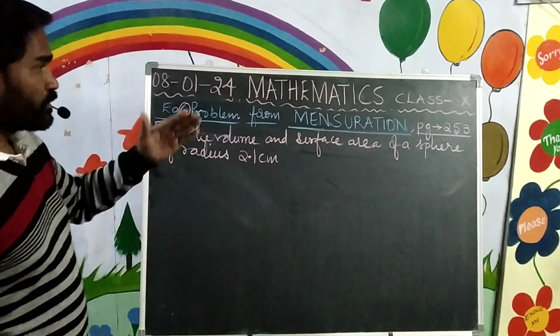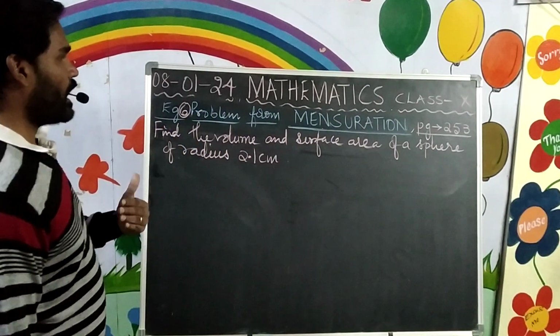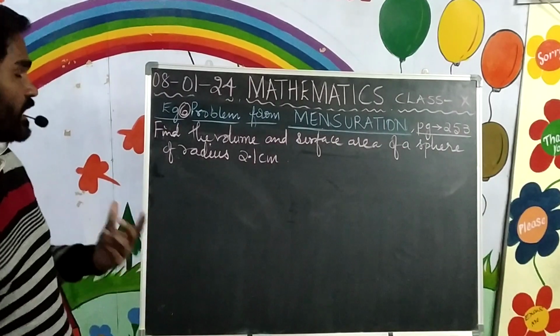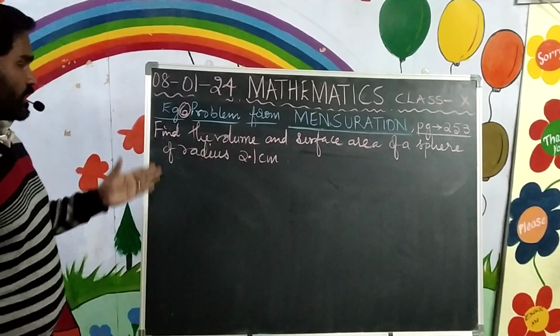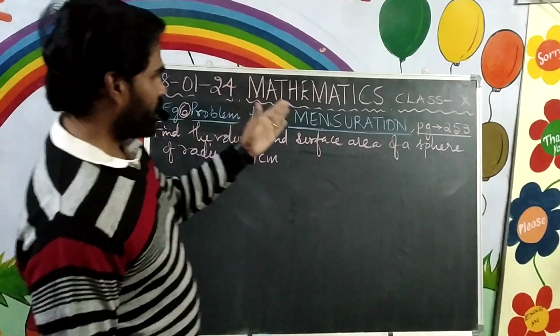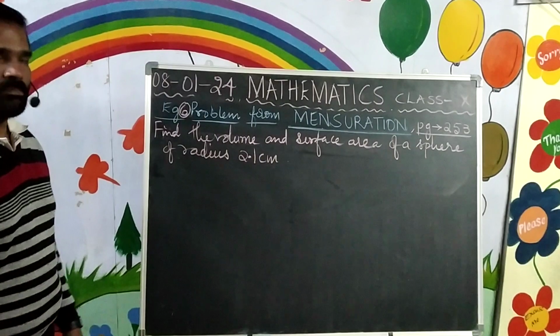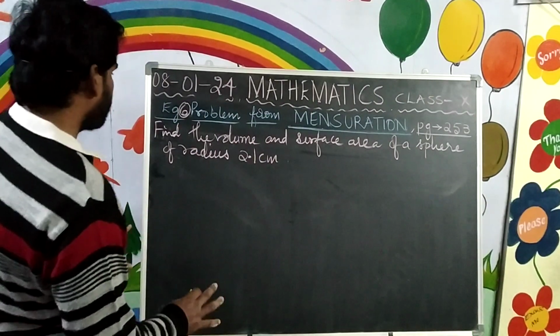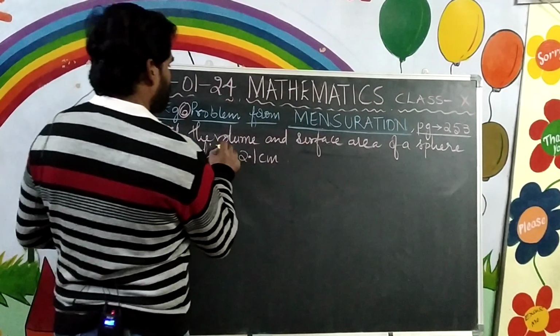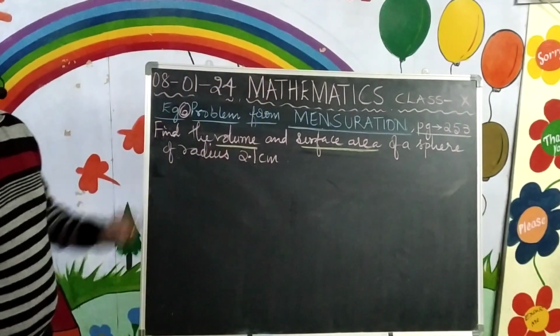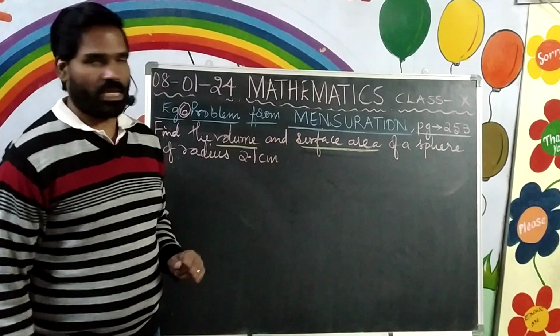To understand, we need to read it correctly and carefully, with our heart and mind involved, with full attention. So the question goes like this: find the volume and surface area of a sphere of radius 2.1 centimeters. What we have to focus on first is that the question is asking us to find two things. The first one is volume and the second one is surface area.